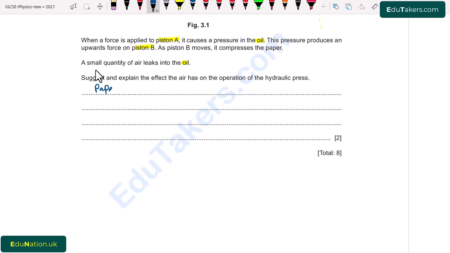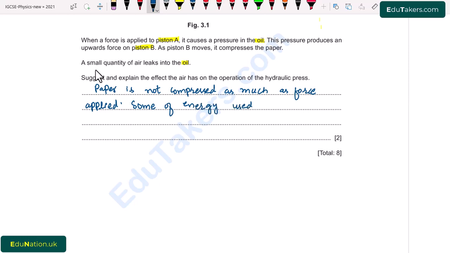As much as force applied. Sum of energy used to compress the air instead of paper. That's why paper is not completely compressed.